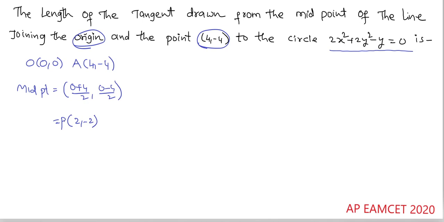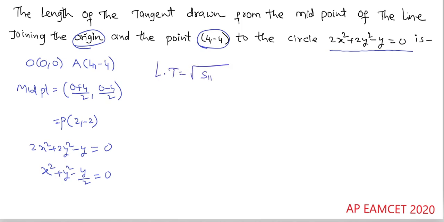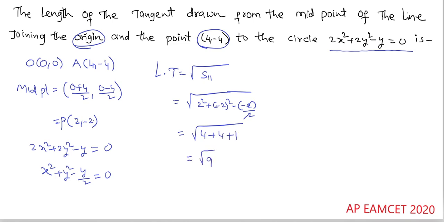So now length of the tangent. So given circle is 2x square plus 2y square minus y is equal to 0. That is x square plus y square minus y by 2 is equal to 0. Take 2 common. So length of the tangent LT is equal to under root of S11. Substituting the midpoint P 2 comma minus 2 in the given circle, that is 2 square plus minus 2 whole square minus y minus 2 by 2, that is equal to under root of 4 plus 4 plus 1, that is equal to root 9. Root 9 is equal to 3. This is the length of the tangent.